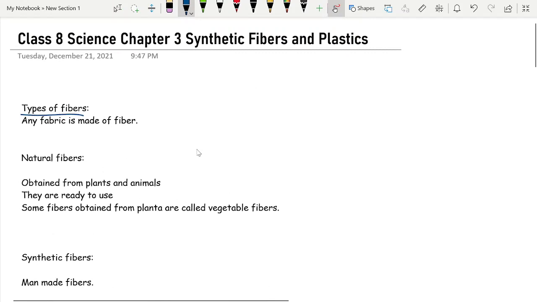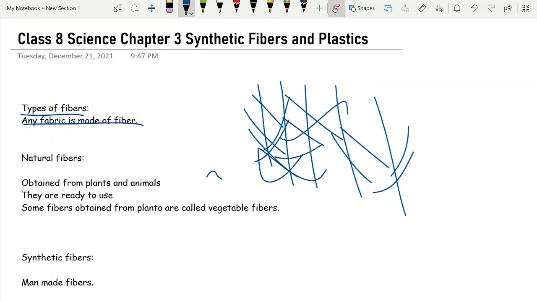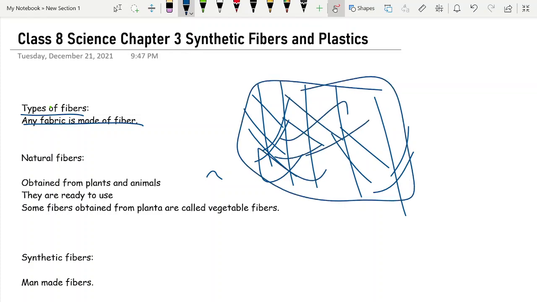Types of fibers. Any fabric is made of fiber. Alright, something to remember. Now that wasn't a type of fiber, but still, this is a thing to remember. Let me rub this out and make it a bit neater. So any fabric is made of fiber. Fibers are literally strings of whatever the thing is made of, right? So this is a fiber. They're connected together and they form a fabric. Alright, so that's what a fiber is.